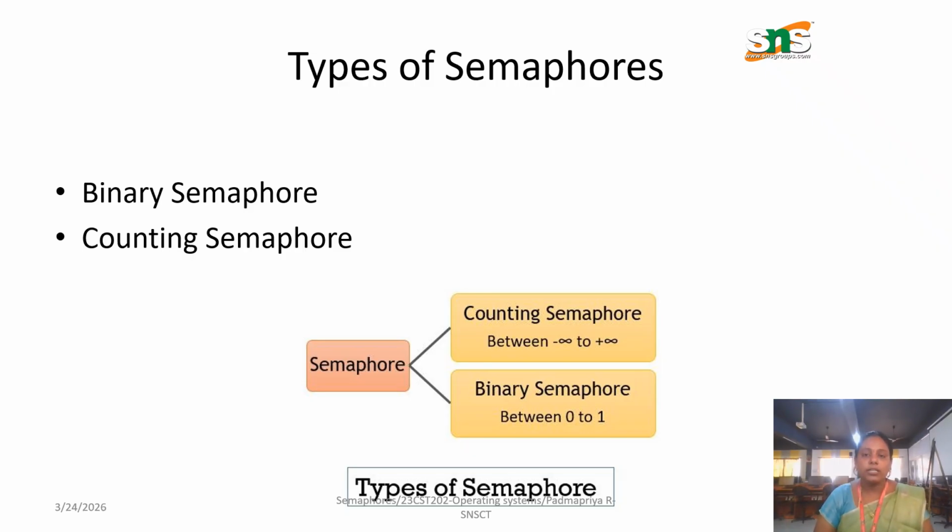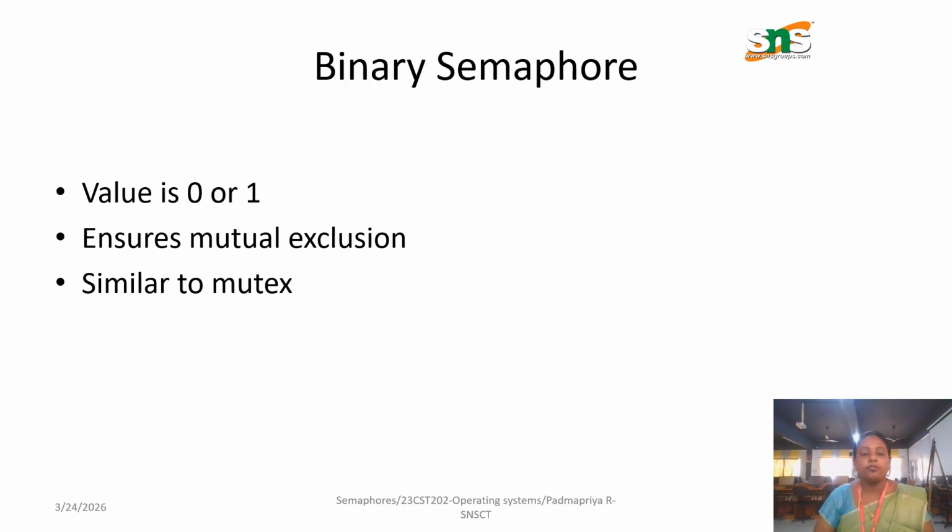A binary semaphore means the value must be binary, either 0 or 1. A counting semaphore means the value can increase based on the usage of the semaphore. So these are the types of semaphores. The binary semaphore value is 0 or 1. It ensures mutual exclusion. If the resource is available, the value is 1. If the resource is not available for that particular process, the value is 0. This is similar to a mutex.